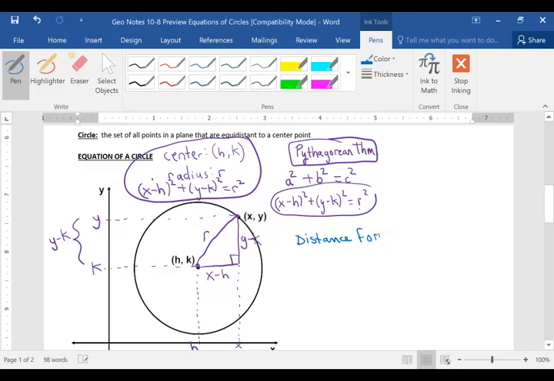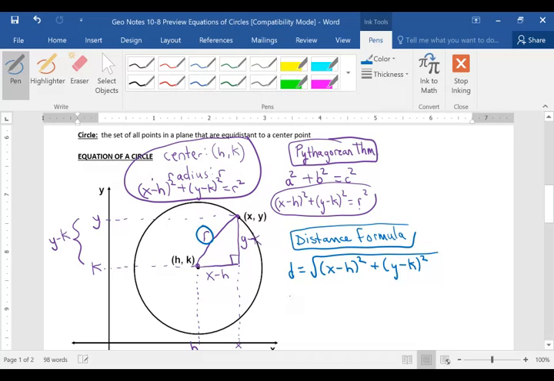Remember, what is a circle? It is the set of all points in a plane that are equidistant to a center point. So our distance formula is d equals the square root of the quantity x minus h squared plus y minus k squared. That distance is r, and that equals the 2 points. Let's say this is our first point, x1, y1, and our second point is x2, y2.